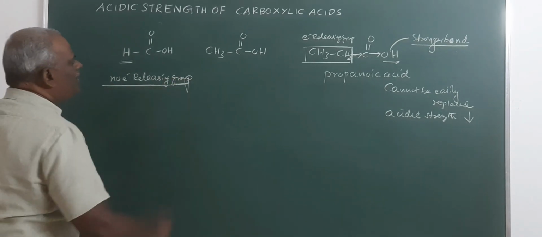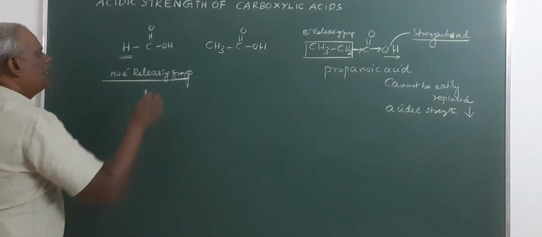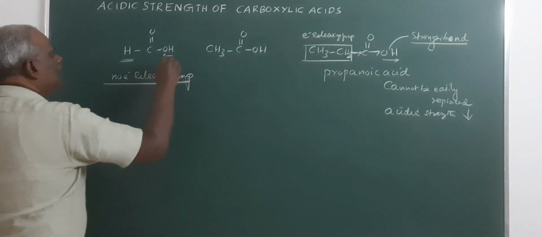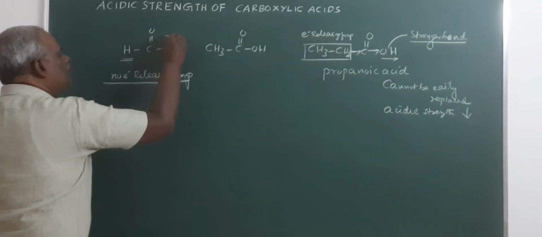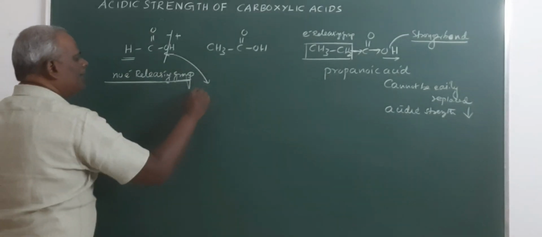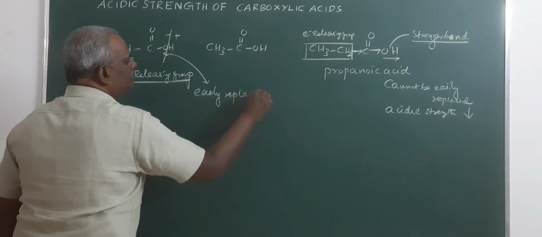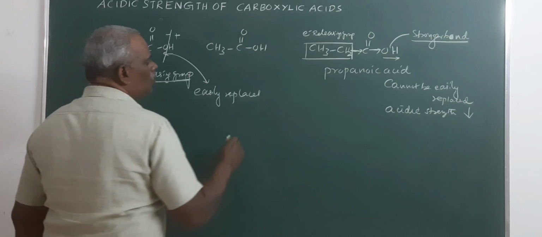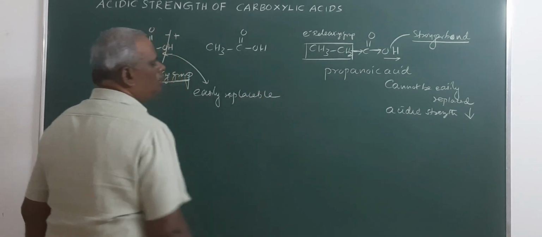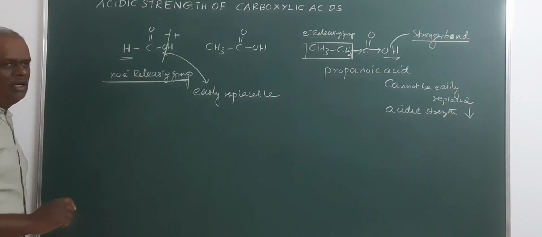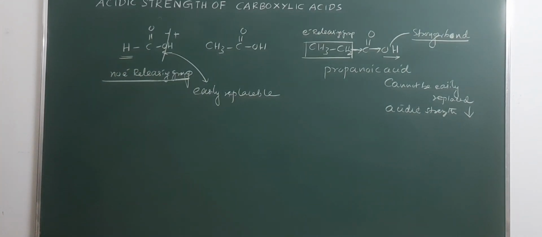So most probably here, oxygen will get the pair of electron in between oxygen and hydrogen because of its greater electronegativity. Due to that, the oxygen carries minus and the hydrogen is carrying plus. So this hydrogen is easily replaceable as there is no electron releasing group in the case of formic acid.